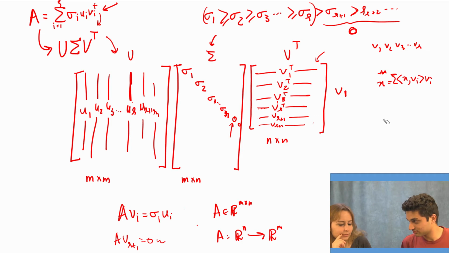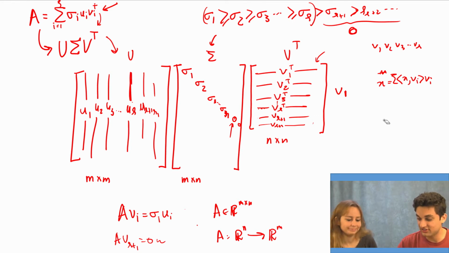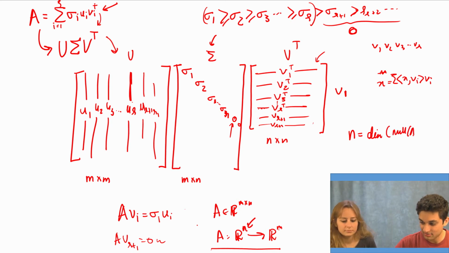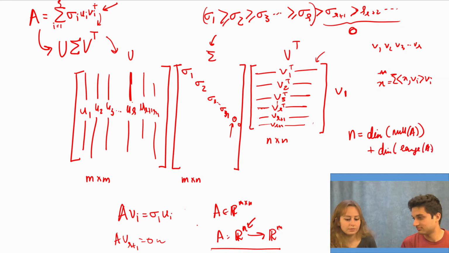That's a good question. So first of all, we need to remember the rank-nullity theorem, or as most people call it, the fundamental theorem of linear algebra. If you have a linear function that takes an n-dimensional space to an m-dimensional space, you have n, which is the dimension of your null space, or nullity of A, plus the dimension of the range of A, which is also called the rank of A, right?